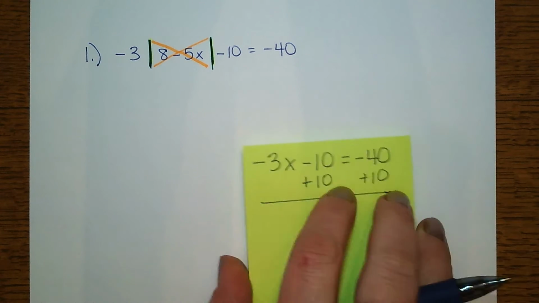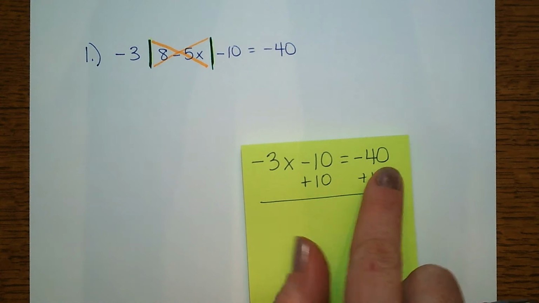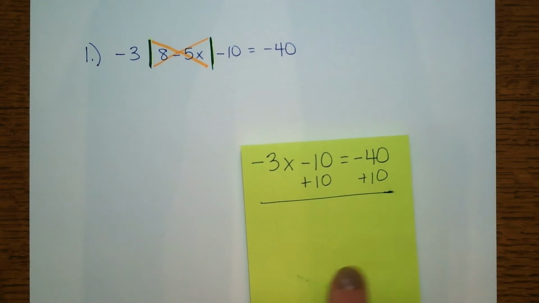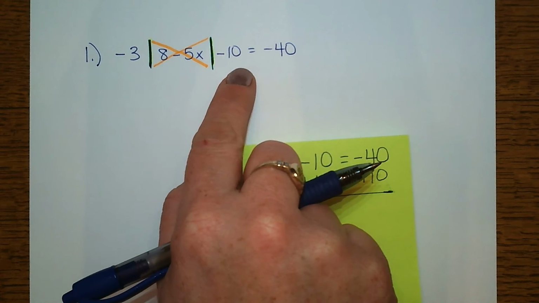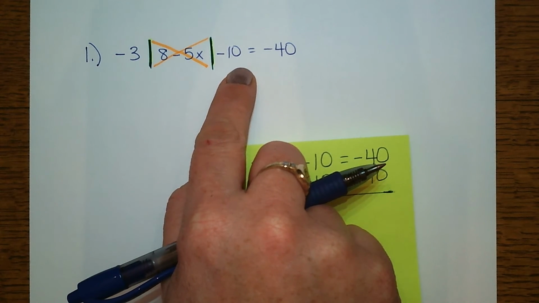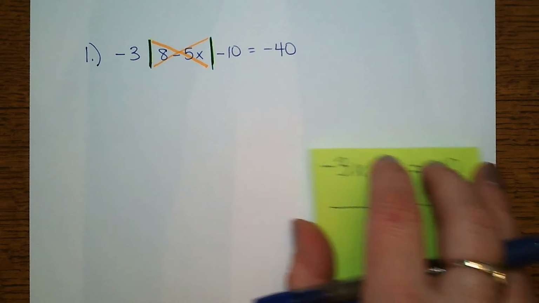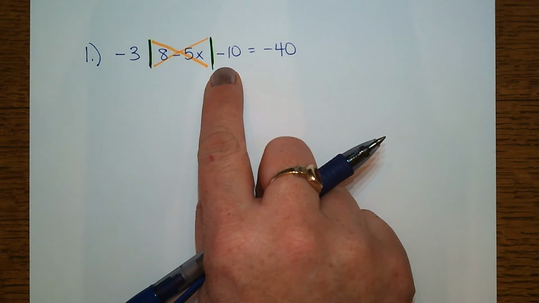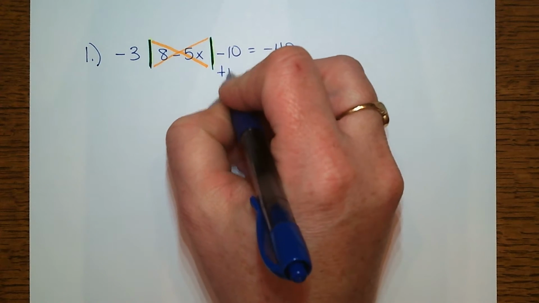The purpose of pretending that this is an x and rewriting it here is not because I care what this equation answer is. It is to help me to determine which number I get rid of first and what operation I use to get rid of that number. Okay? So here I have to get rid of this negative 10. I want to move it to the other side of the equation, and I do that by adding 10.